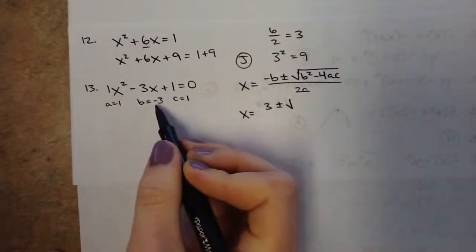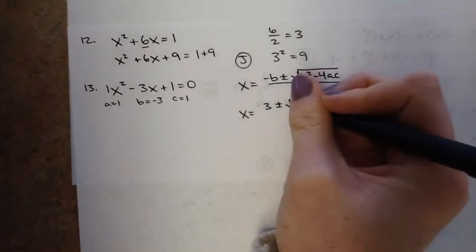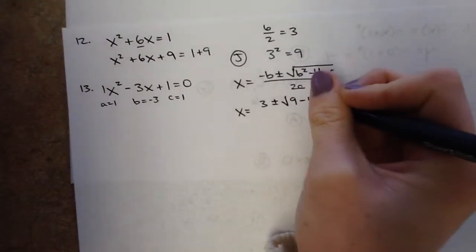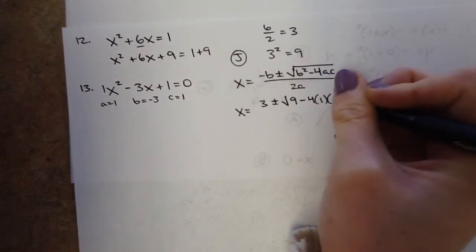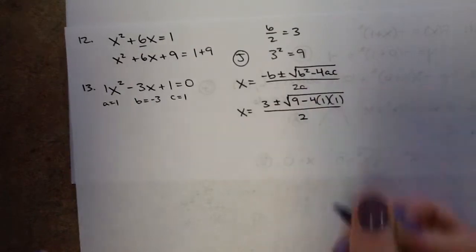root b squared. If I take this and square it, remember you're doing a -3 times a -3, which comes out as a positive 9. And then minus 4 times a is 1, and then c is also 1. Okay, and all of that over 2 times 1 is 2.